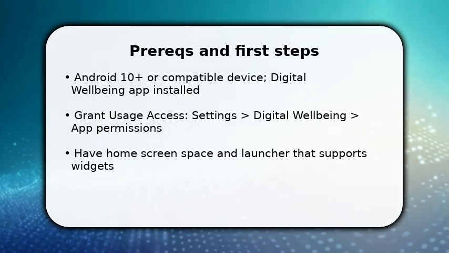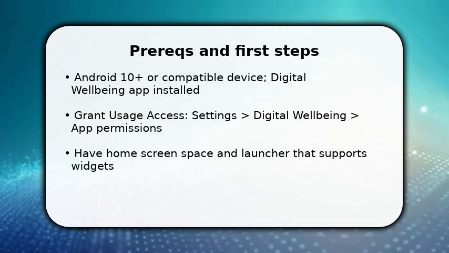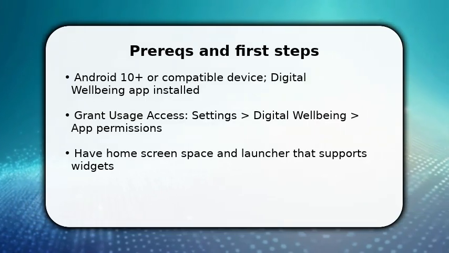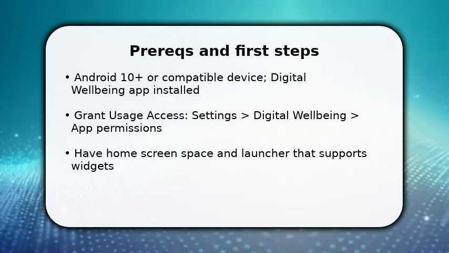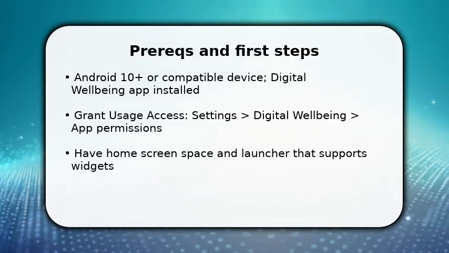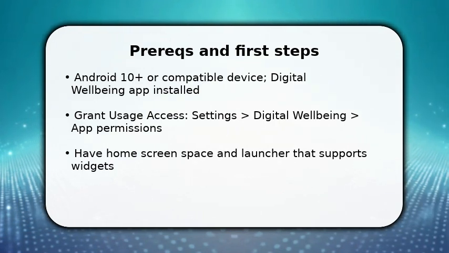Next, prepare your home screen by clearing an area and making sure your launcher allows widget placement. Some custom launchers restrict functionality. Now long press an empty home screen spot to open the widget picker. This is the first actionable move that gets you into widget selection immediately.